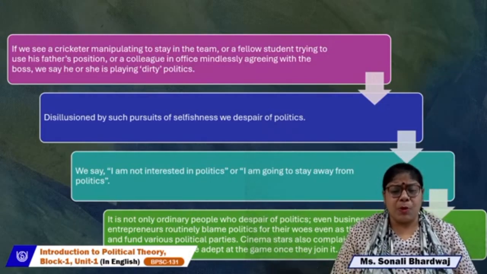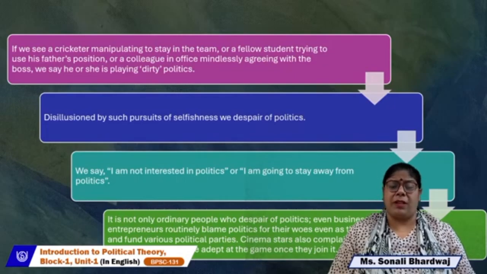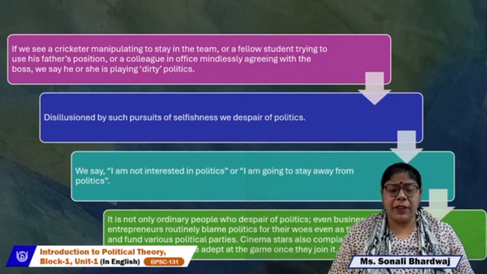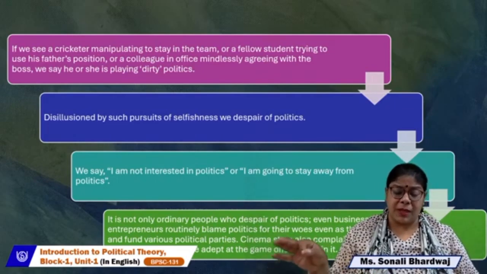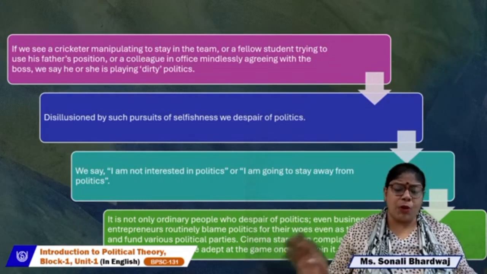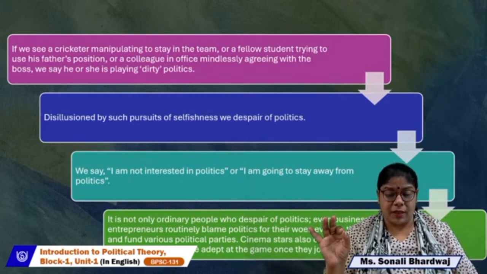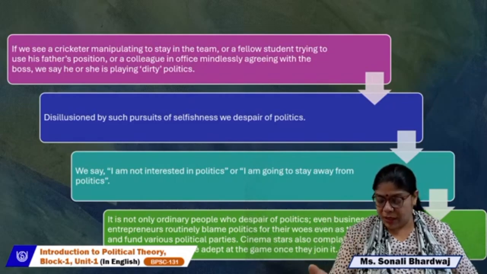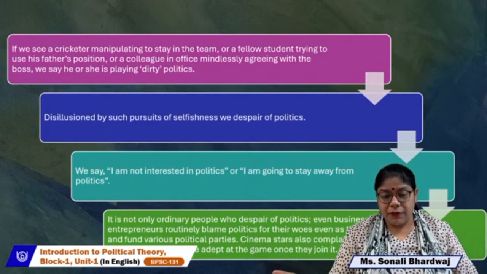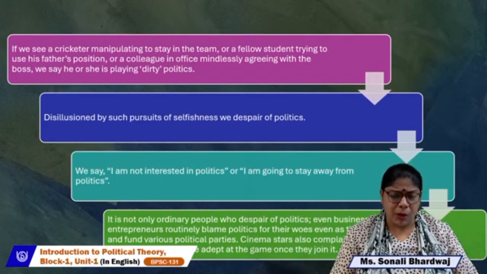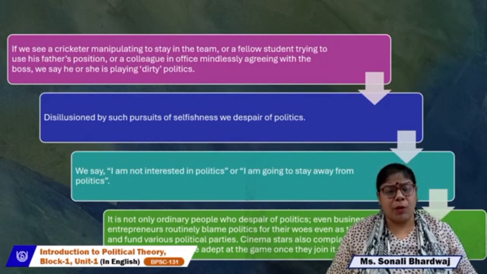It is not only ordinary people who talk about politics. Even businessmen and entrepreneurs routinely blame politics for their woes, even as they benefit from and fund various political parties. You will see various businessmen or entrepreneurs giving funds to political parties, and yet saying, we don't like politics, we don't want to be involved in politics. Cinema stars also complain of politics, though they seem to be adept at the game once they join it. You will see many stars talking about politics. When Sushant Singh Rajput died, many stars said he died because of the politics in the film industry. Kangana Ranaut always talks about politics and the nepo kids and so on in the film industry. So this is very common when we talk of politics in our daily life.